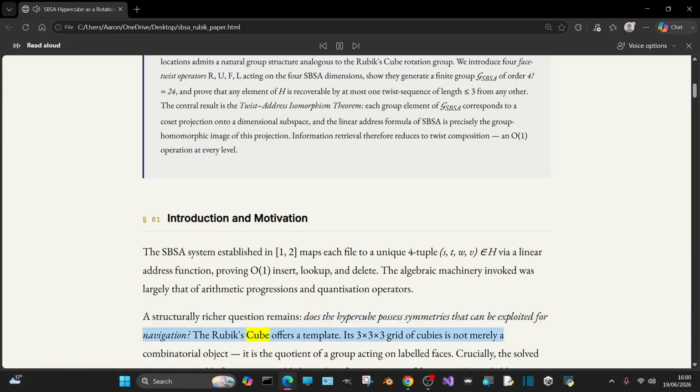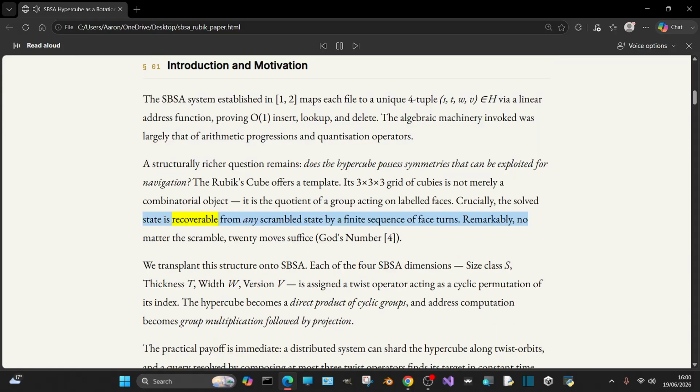The Rubik's cube offers a template. Its 3x3x3 grid of cubies is not merely a combinatorial object. It is the quotient of a group acting on labeled faces. Crucially, the solved state is recoverable from any scrambled state by a finite sequence of face turns. Remarkably, no matter the scramble, 20 moves suffice, God's number. We transplant this structure onto SBSA.